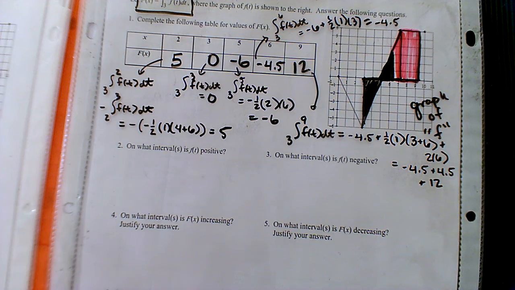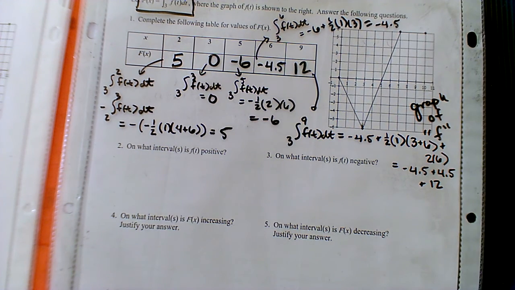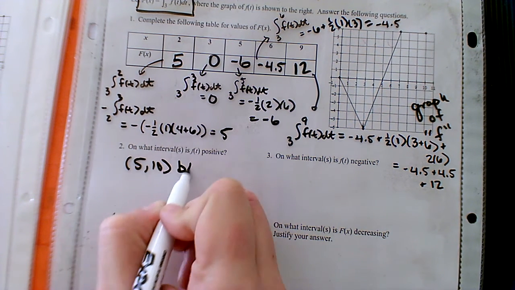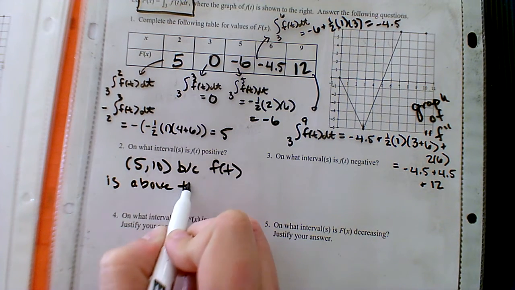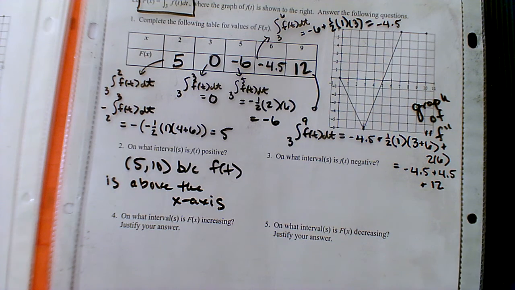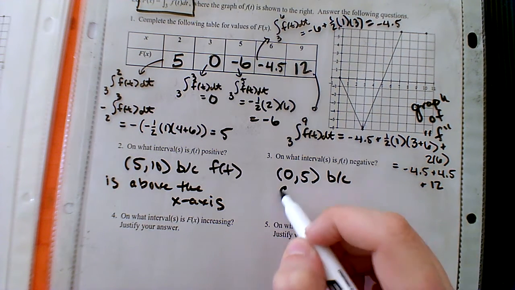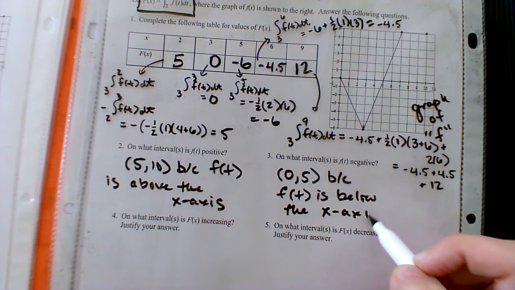Let's see. On which intervals is little f positive? Can we use the graph to help us out? Yeah, can we give an interval? Where is this graph positive? 5 to 10, because it's above the x-axis. F of t is above the x-axis. Looks good. So on the flip side, for number 3, where is it negative? We could probably say 0 to 5, because f of t is below the x-axis.